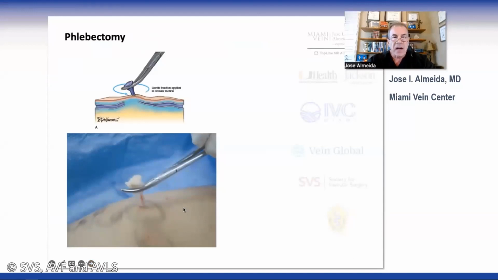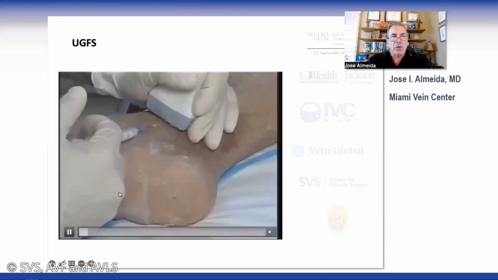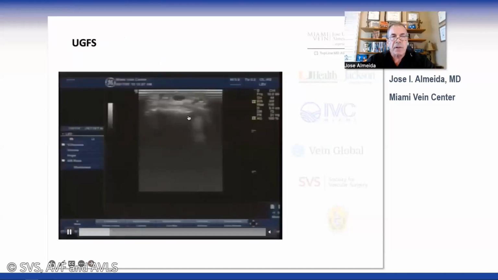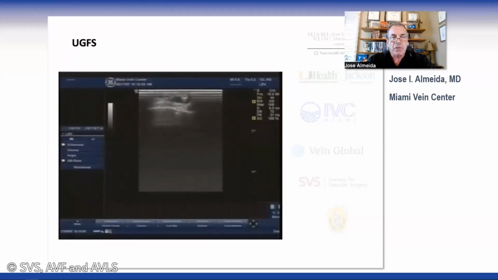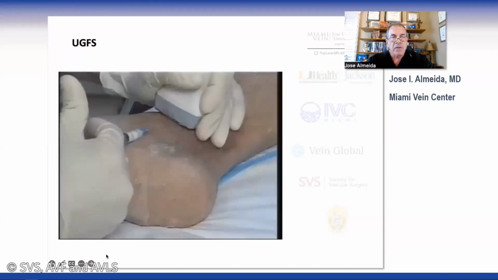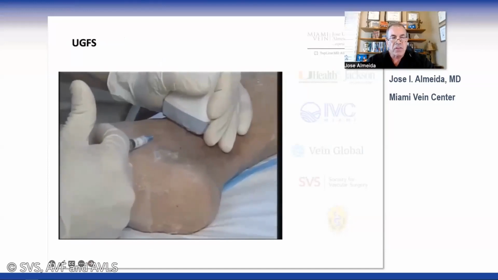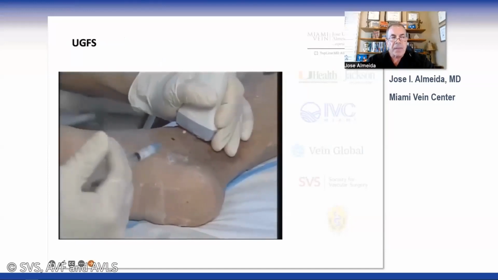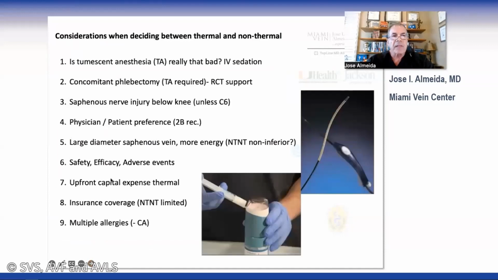We tend to do this concomitantly with all cases since we treat C2 or above. Phlebectomy is 99% of the time required. We do it concomitantly. And finally, ultrasound-guided foam sclerotherapy underneath the ulcer bed. Here's the injection. It's important for that perivenous peri-ulcer plexus for healing. So we typically do all 3 of these at the same time, and that's supported by the guidelines.